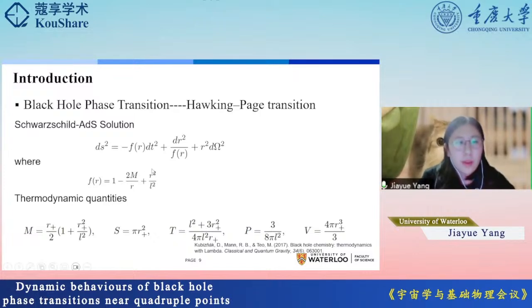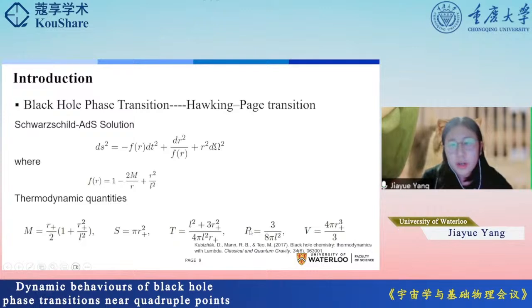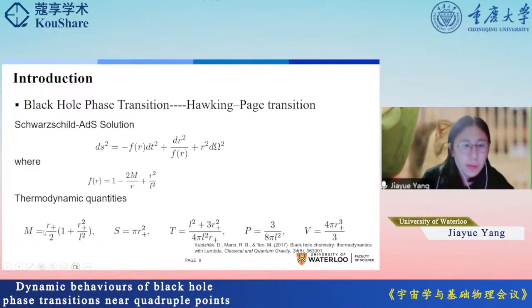And then we can compute the thermodynamic quantities, using the table in the previous slides. So we have the mass M of the black hole, and also the entropy of the black hole, and the temperature, the pressure, and the volume of the black hole. They are all related to the horizon radius r plus, and r plus is the largest root of the f of r here.